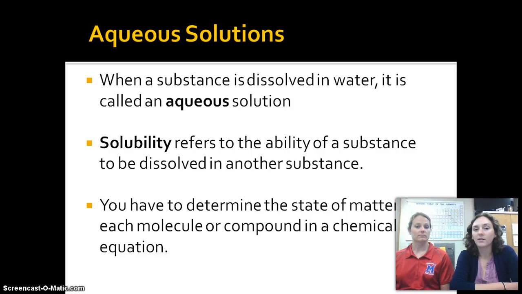Solubility, you'll hear this term often. You've probably already heard it. Solubility refers to the ability of a substance to be dissolved in another substance. So you'll hear terms like solutes and solvents. That all relates to solubility. You have to determine the state of matter for each molecule or compound in a chemical equation. So we've been giving you examples throughout all of these videos where we have the little s representing a solid or the little g representing a gas. Now you are responsible for figuring those out.